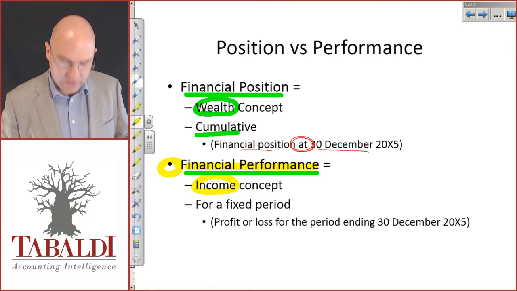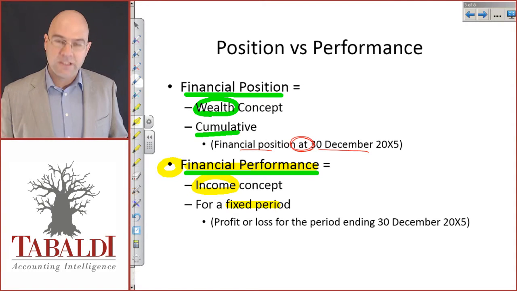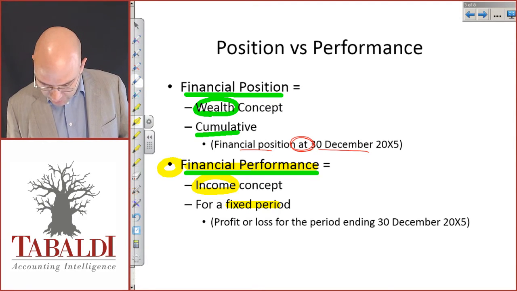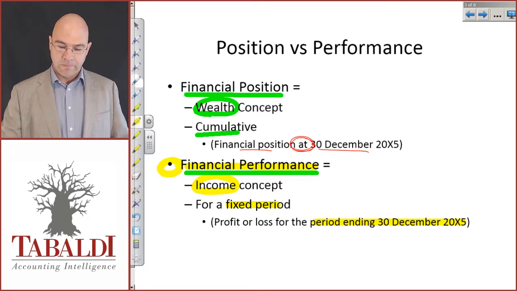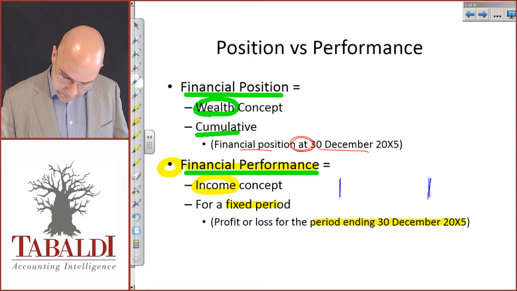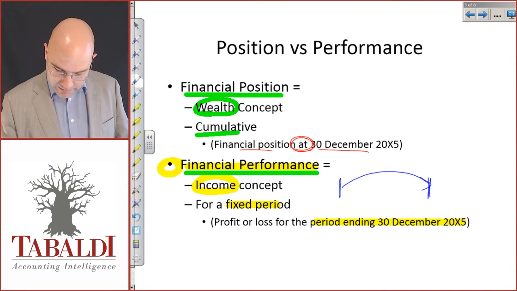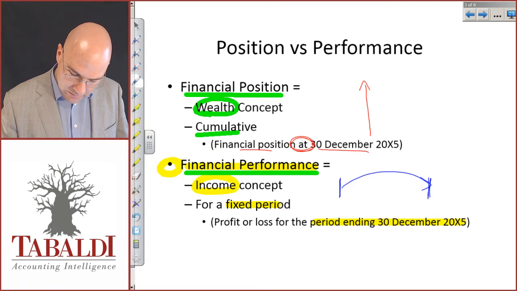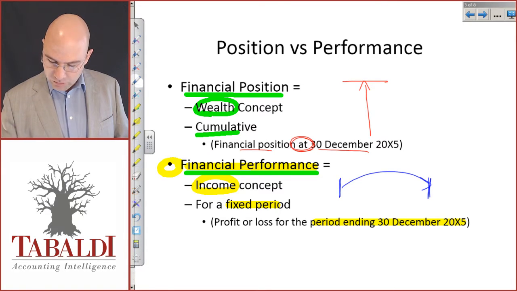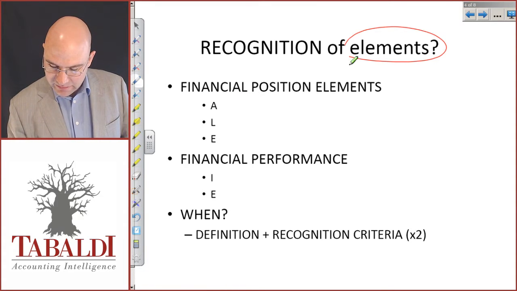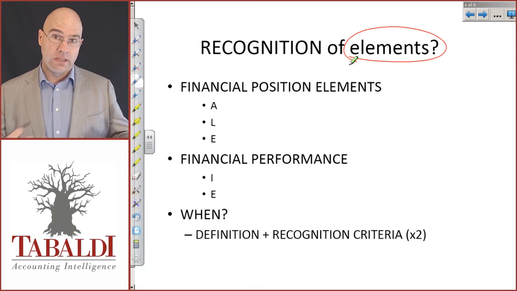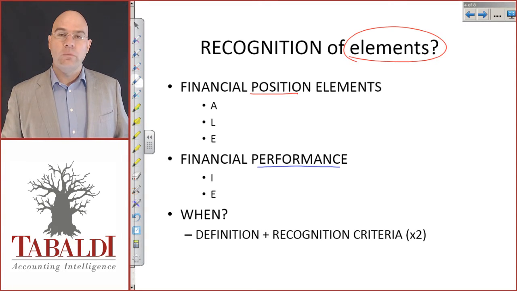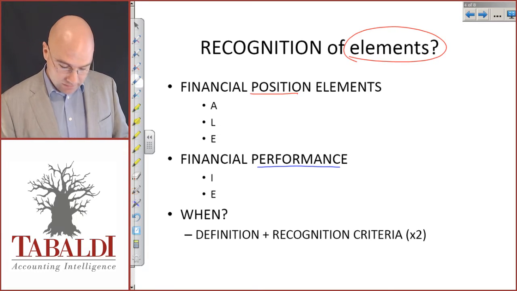That is quite different to financial performance. Financial performance is an income concept. It's done over a period, right? So it's done for a fixed period, and our statements of profit and loss and other comprehensive income must illustrate that. It'll say profit or loss for the period ending 30th of December. So here we're going to have a beginning and end, and it's for that period. Whereas financial position, the wealth concept, is from the beginning of time for that company all the way up to a specific date. Now, it's important to understand this because when we talk about elements, we are going to split elements, the what in the financial statements, into both of these: financial position elements as well as financial performance elements.